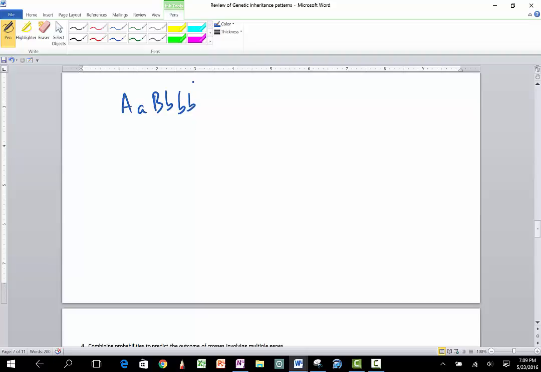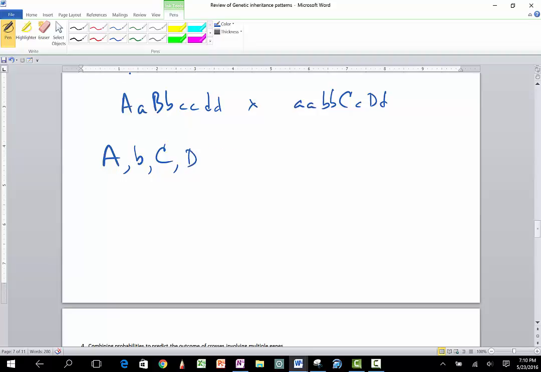Whoops. Can't have B twice. Let's say 2 little c's now, and then 2 little d's. Cross that to little a, little b, big C, big D, little d. And then we say, what's the probability of getting the dominant A phenotype, the recessive B phenotype, the dominant C phenotype, and let's say the dominant D phenotype.